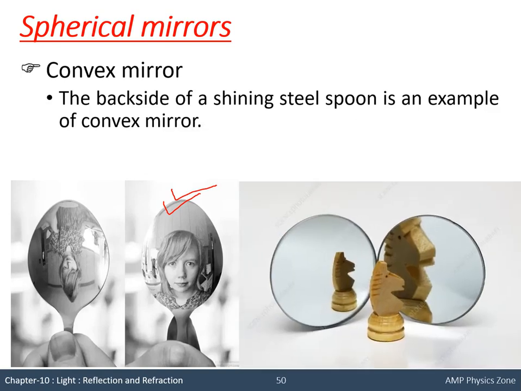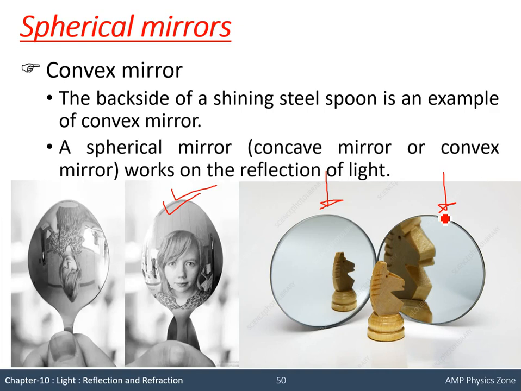Both the mirrors are here. This is convex and this is concave. Why I am telling this, you will know afterwards. Both the spherical mirrors work on the principle of reflection of light. So if we want to explain these two mirrors, then we can use the principle of reflection of light.